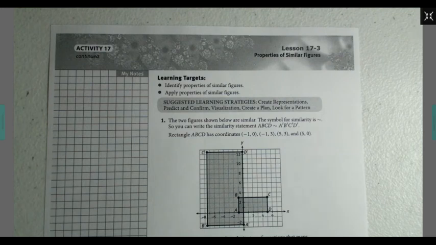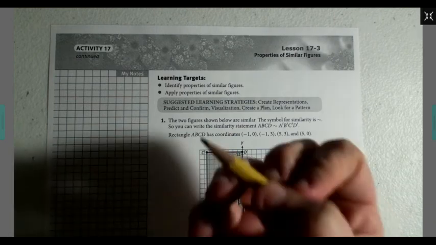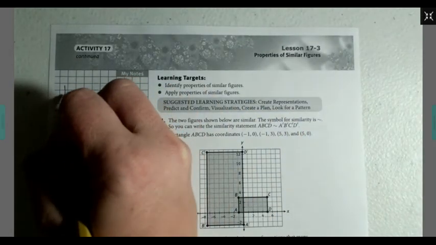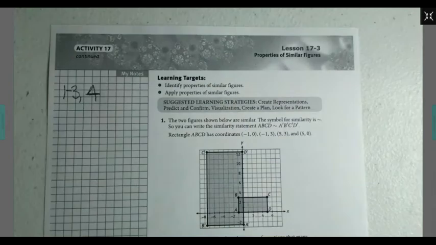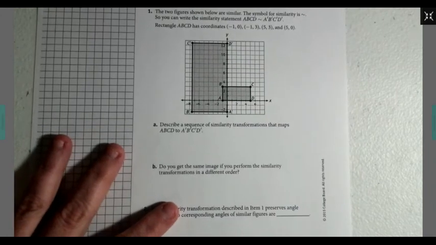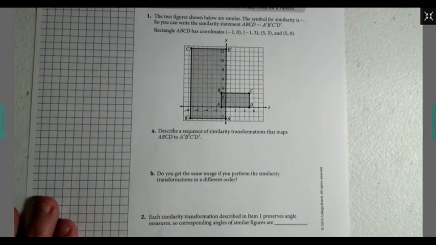In this particular lesson, which is 17.3, we're going to talk about properties of similar figures. In this particular lesson, we're going to be split into two separate chunks. Questions 1 to 3 will be covered first, and then question 4. Let's go ahead and take a look at questions 1 to 4. 1 to 3.